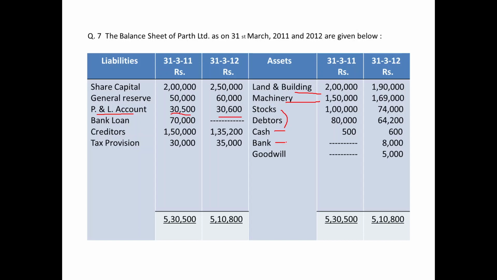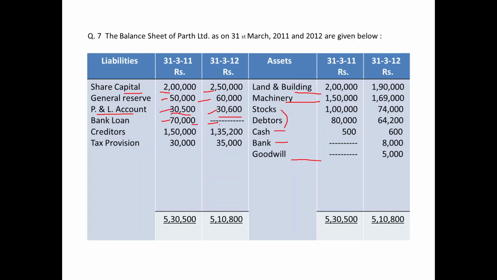Cash and bank, we verify these last, not now. So wait. Goodwill already over. Come on the liability side. Share capital 2,50,000 already over. General reserve already over. Profit and loss account, we already reported the profit of the year. Bank loan 70,000 versus nil. What does it mean? It means the bank loan which was there in the last year's balance sheet, 70,000, has been repaid in the current year.